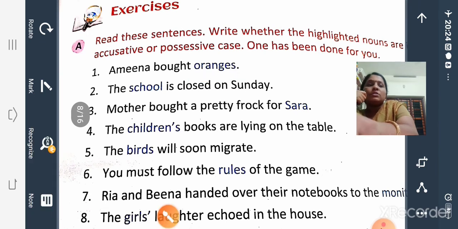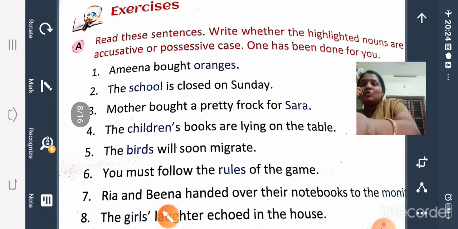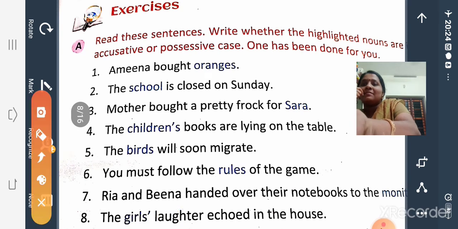The school is closed on Sunday. The highlighted word here is, not Sunday, the highlighted word is school. Okay, we all know it is in the subject position. So nominative case. Okay, next: mother bought a pretty frock for Sarah. So here the highlighted word is Sarah.